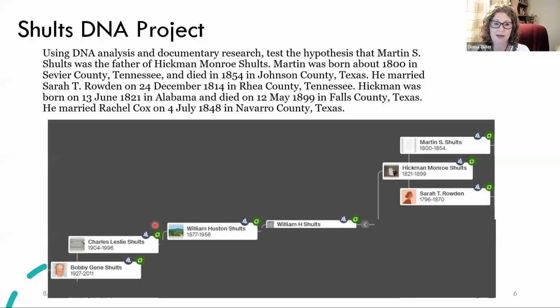So here is my objective for the little mini case study we're going to do today. This was my direct line. I was born a Schultz, the daughter of Bobby Jean. My grandpa was Charles Leslie, whose father was William Houston, whose father was William Henderson, whose father was Hickman Monroe, and whose father was Martin. Now, these gentlemen were all in Texas until my grandpa, who was born in Indian Territory, which became Oklahoma.